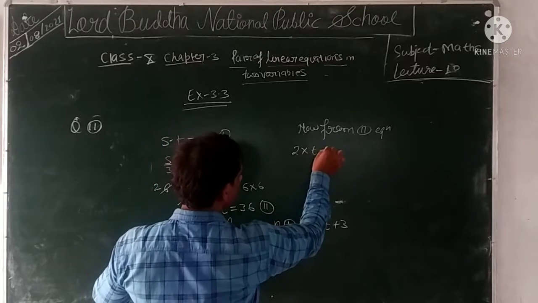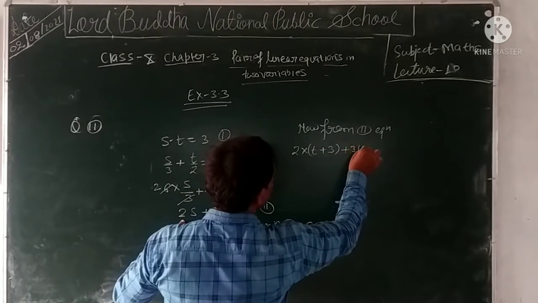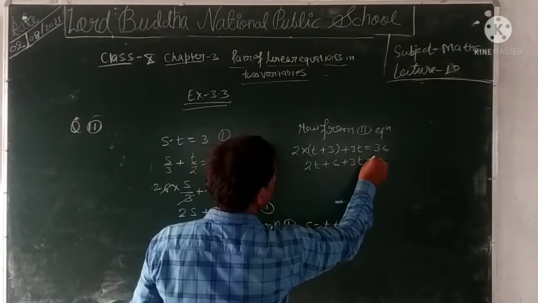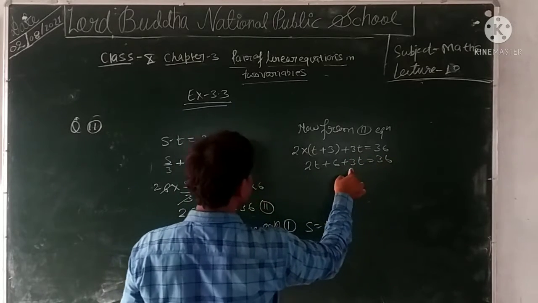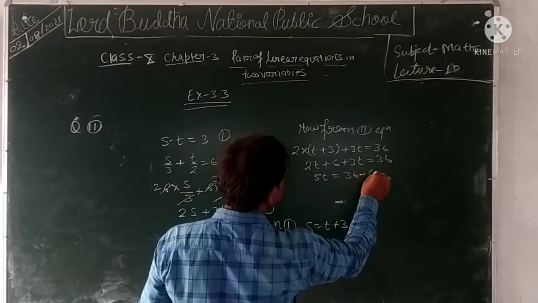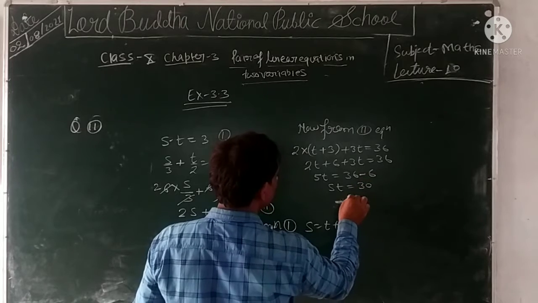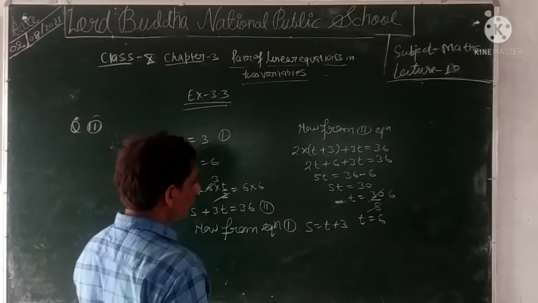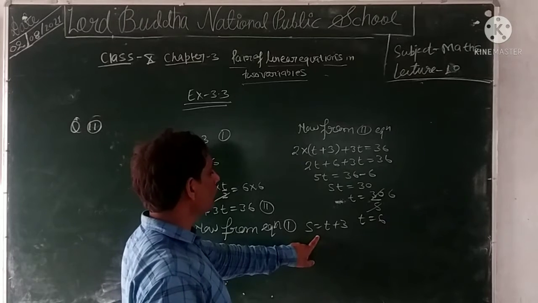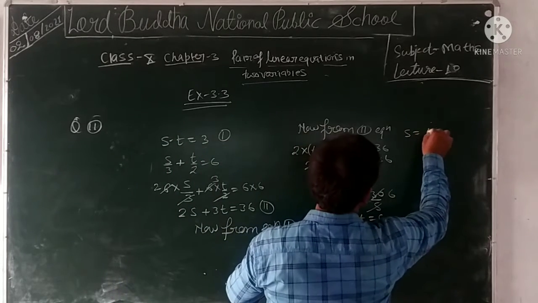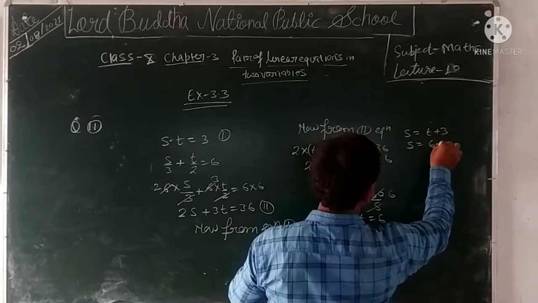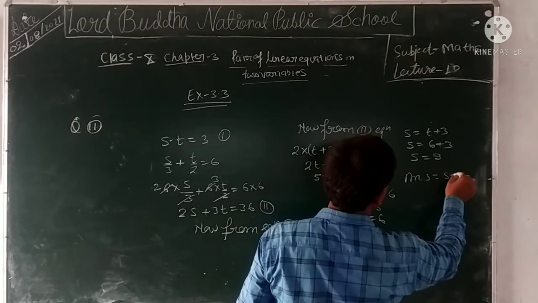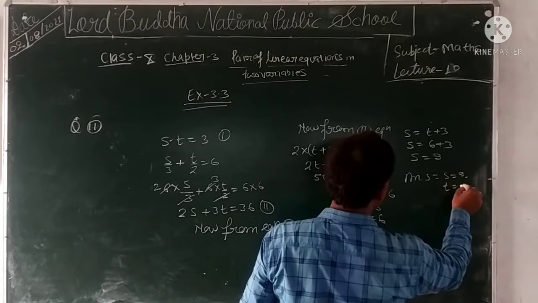2 into (t plus 3) plus 3t equal to 36. Here 2t plus 6 plus 3t equal to 36. 5t plus 6 equal to 36, so 5t equal to 36 minus 6. 5t equal to 30. t equal to 30 upon 5, so t equal to 6. From this relation we can get the value of s equal to t plus 3, s equal to 6 plus 3, s equal to 9. Answer: s equal to 9 and t equal to 6.